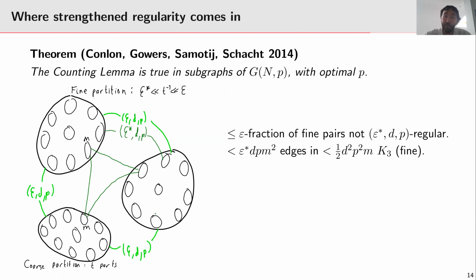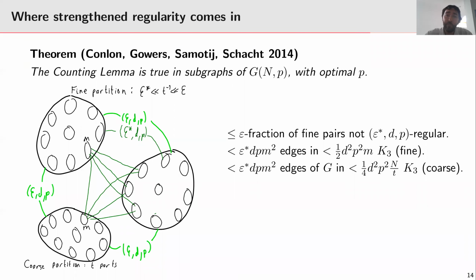Well, let's just remember from the previous slide, we can still say, suppose I take 3 sets from the fine partition, suppose that all 3 pairs are epsilon star dp regular. The same argument as on the previous slide will say, if I look between these 2 sets, at most this many edges are in this few copies of K3 with the 3rd vertex here. Okay, so this is just repeating the same counting lemma and Cauchy-Schwarz argument from the previous slide. This time we get the epsilon star because these things have that very good regularity.